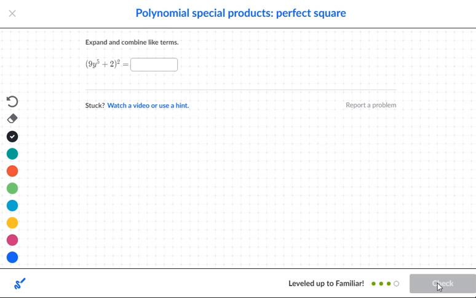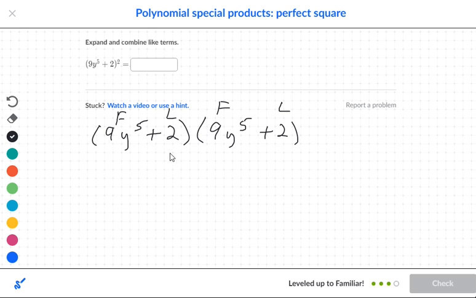Okay, so the next one, when we look at the original problem there, it is in standard form. So it's 9y to the 5th plus 2, and we're squaring the whole thing. So we're writing it down twice. This is in standard form, but we want to repeat it because of that 2. That 2 tells me to repeat the parentheses. So let's come over here. Let's go with the parentheses, 9y to the 5th plus 2. So first, last. Let's go double smiles.